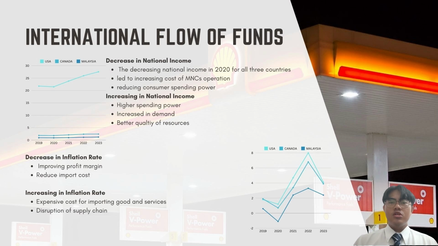The increased cost of production will also cause disruption of the supply chain. Higher inflation can disrupt the supply chain by increasing the cost of intermediate goods and services, leading to delays and inefficiencies. When a trade partner country's inflation rate is low, the cost of import for Shell will also become lower. Hence, it will increase the amount of import and export transactions for Shell.